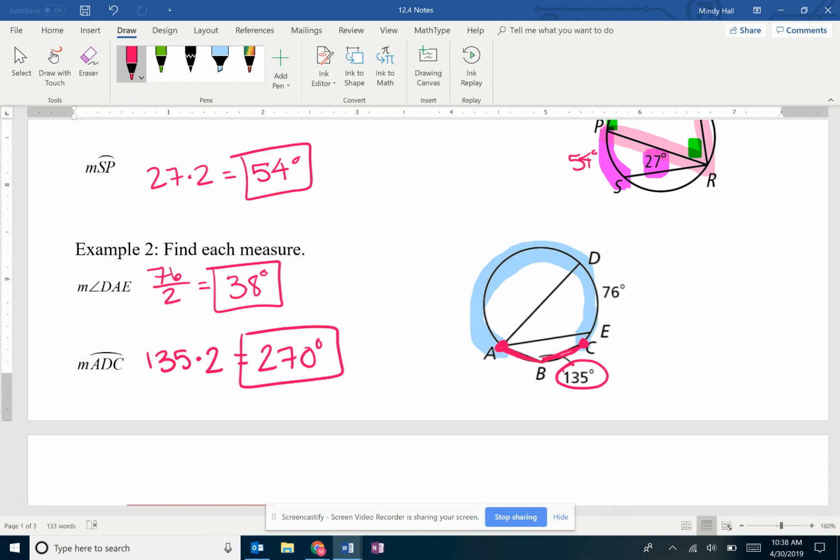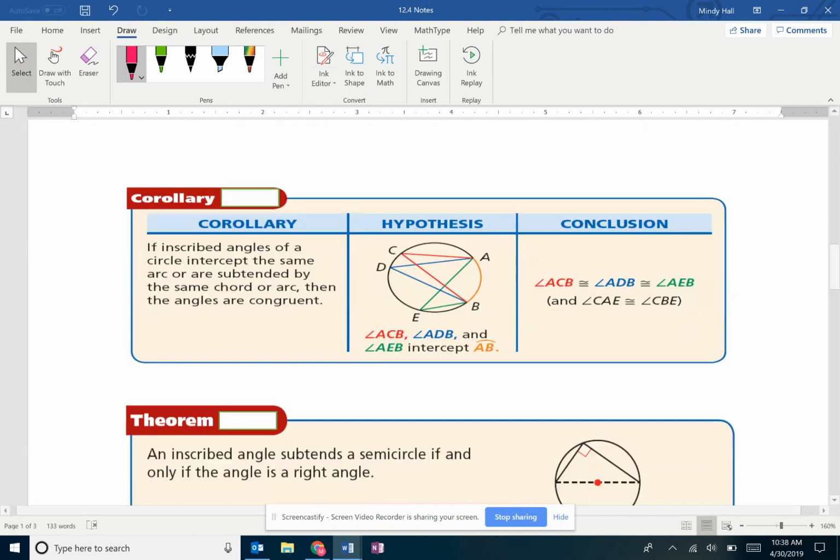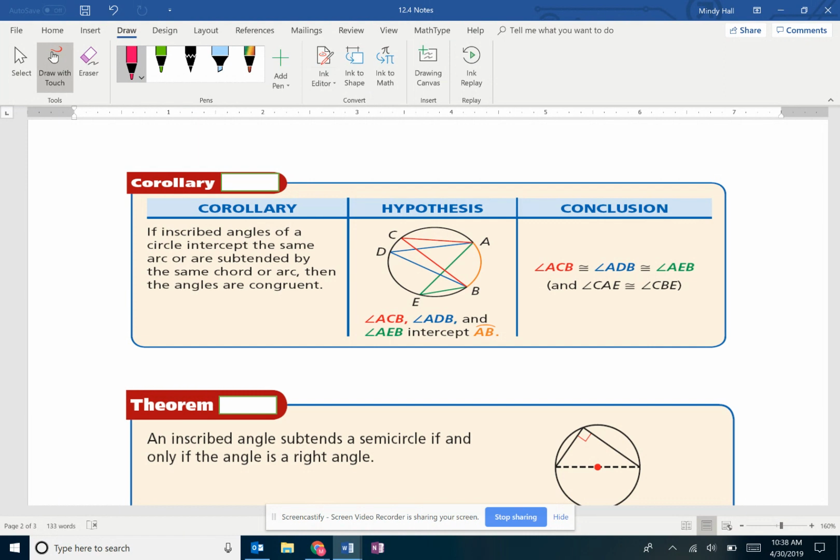Okay, so moving on, we have a corollary, and if you want the number, it's 12-4-2. It basically just says if inscribed angles of a circle intercept the same arc or are subtended by the same chord or arc, then the angles are congruent. So if you look at all of these, the red lines all meet here, and so do the blue lines and the green lines. Even though all of those angles are at different spots, because they are making the same arc together in a way, then we know that all of the angles are congruent to each other.